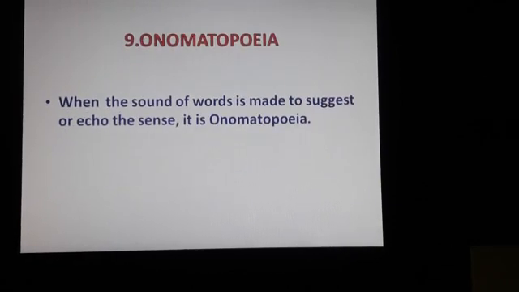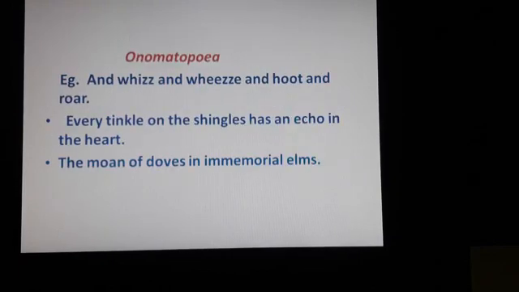Next one is onomatopoeia. Onomatopoeia means the sound words. When the sound of words is made to suggest or echo the sense, it is onomatopoeia. Now you remember, it's sound words. See, whiz and wheeze and hoot and roar. You see, whiz and wheeze. These are the sounds created by the wind.